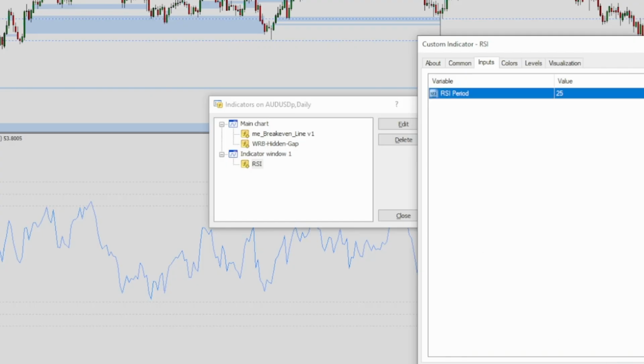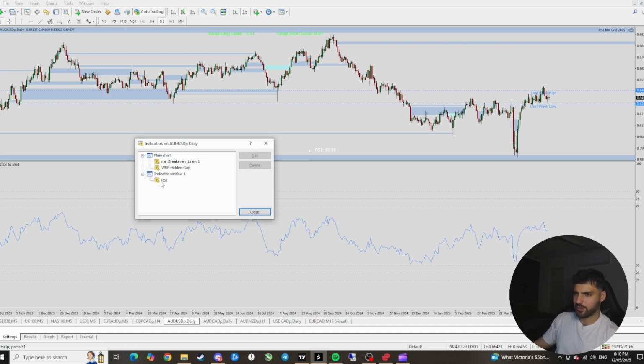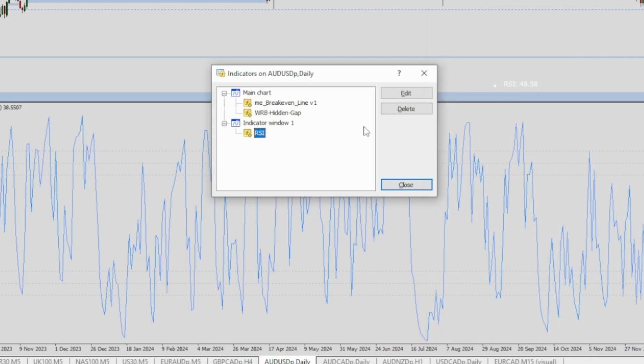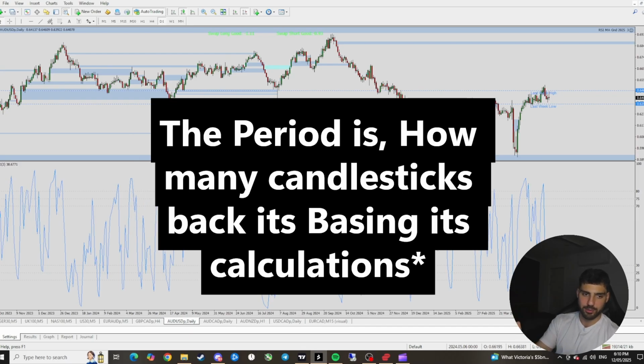Boom. A lot smoother. So we didn't actually get extended that many times. If I put it on like an RSI 3, watch how many times it's going to touch. Boom. So we've got to look at what RSI period we're looking at, as well as the time frame.